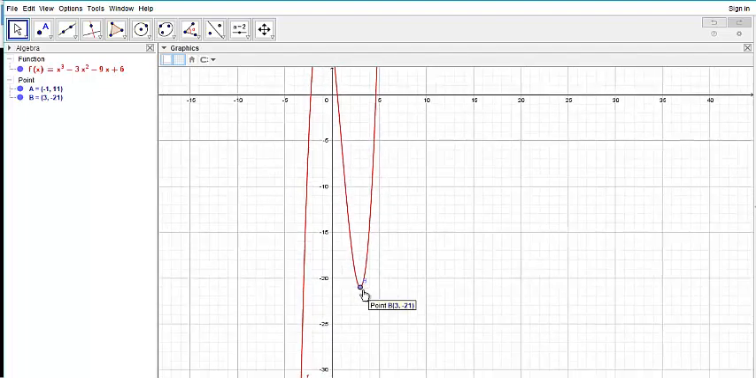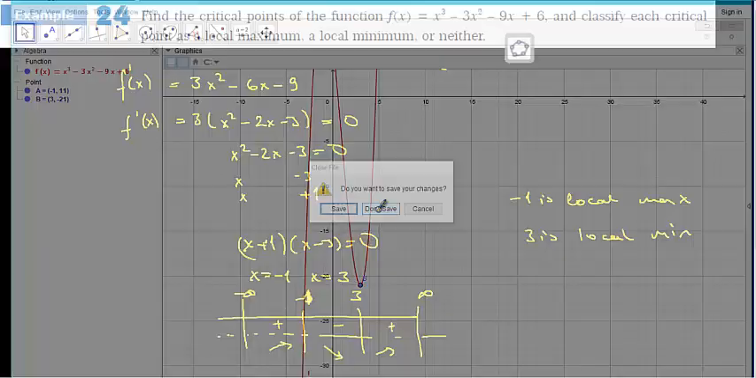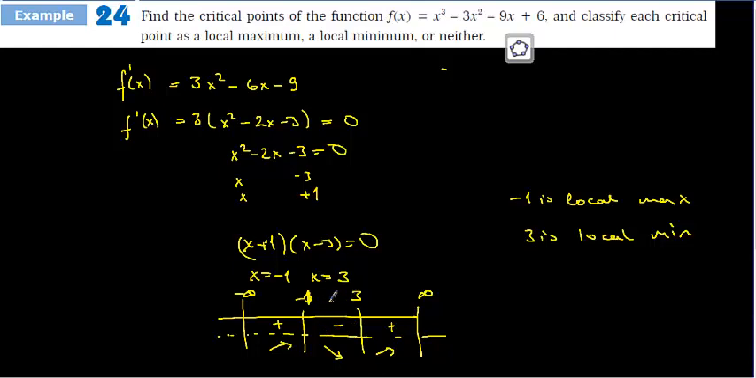And as you see here, this is the second point, 3 and -21. 3 is the x value, and if you remember, we were finding both values, -1 and 3 here. I'm going to show that one again. -1 and 3: this is the local maximum and this is the local minimum.